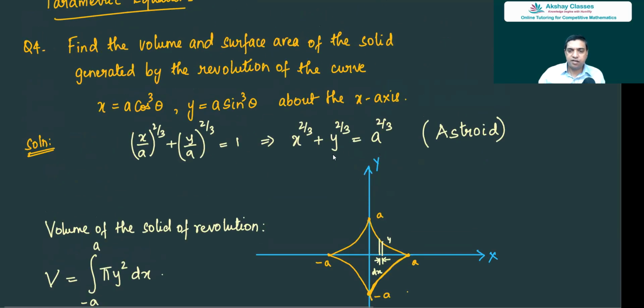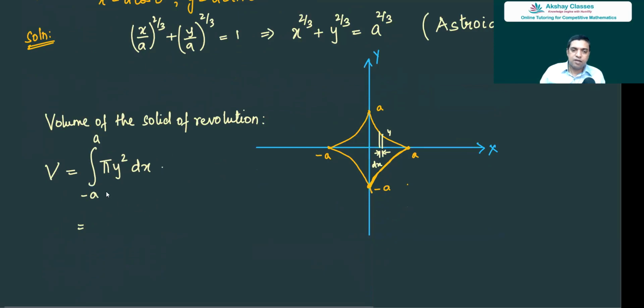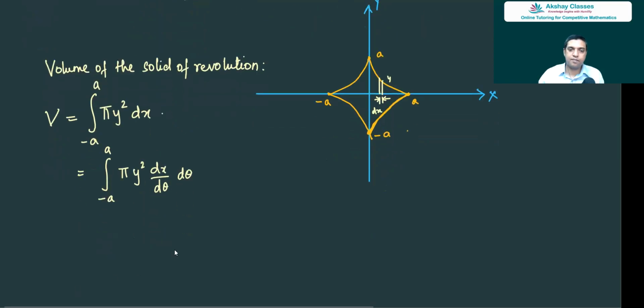Now, this will be a very difficult integral if we resort to, of course, we can do root of a to the power 2 by 3 minus x to the power 2 by 3 and substitution and all. Directly we have x is equal to a cos cube theta, y is equal to a sin cube theta. So the integral from minus a to a of pi y square dx will be written as dx upon d theta times d theta. We were integrating with respect to x. Now we have to convert to theta.